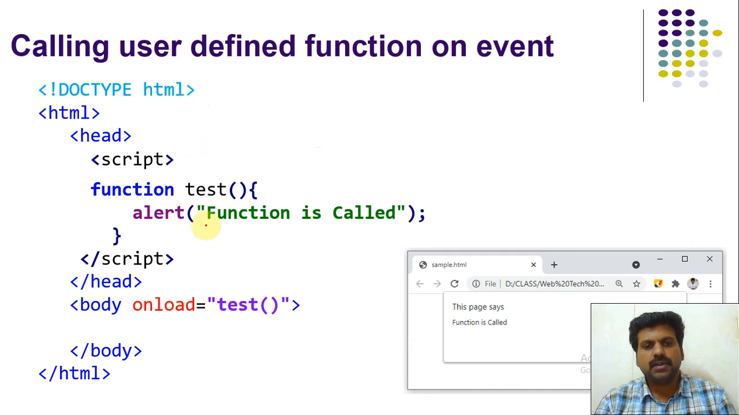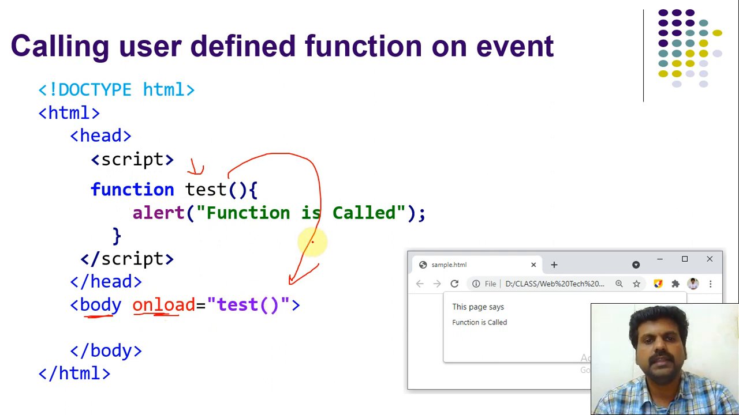Okay. Now look at this code example. Here I have a function called test, right? This test function I want to call when the page gets loaded. So we can go to the body tag and write an event, onload equal to that function. You can call the function, right? So this function gets called. Okay, so this is how we have to write event handling code. We need to remember the event name, and event name equal to, we call the function.